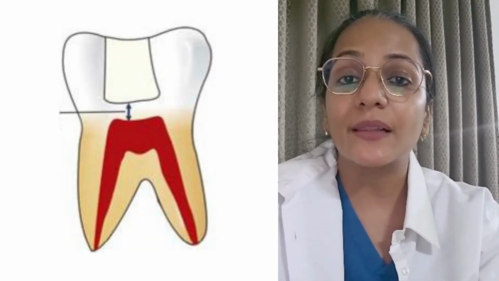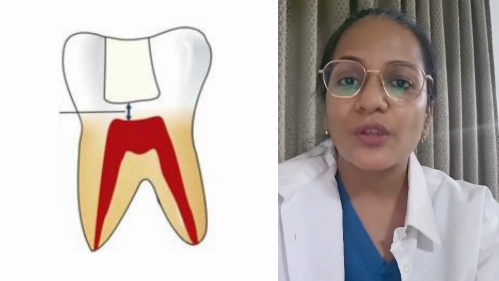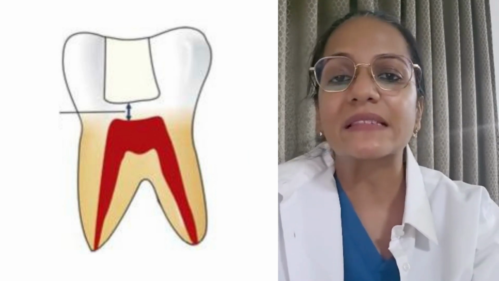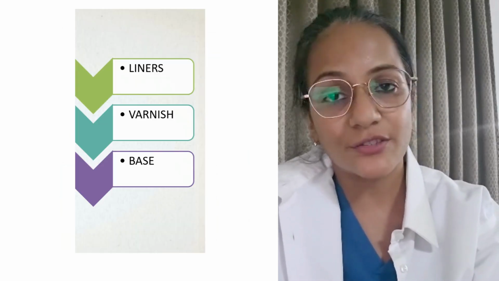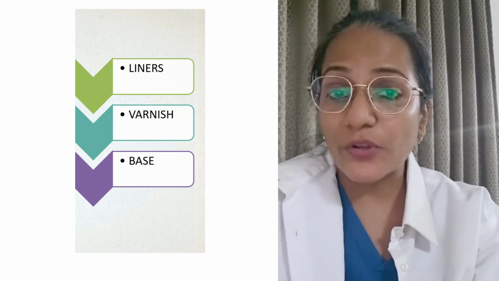Similarly, when you have your pulp and you have very little dentine remaining, what do you do? You apply something known as pulp protecting agents, which are classified as liners, varnishes and bases. So why are these pulp protecting agents important?